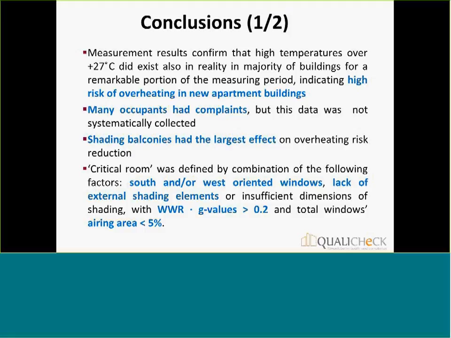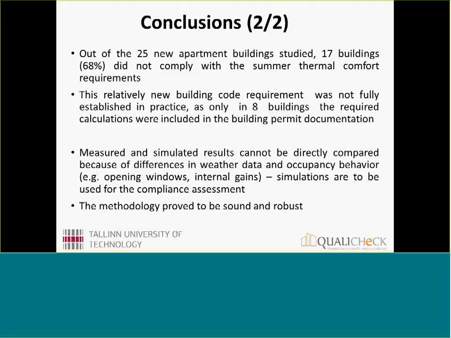overheating will most probably happen, and based on these factors, it is also easy to select these critical rooms which will be used to run the temperature simulation. So from the compliance point of view, out of 25 studied new apartment buildings, 17 buildings did not comply with this summer thermal comfort requirement.